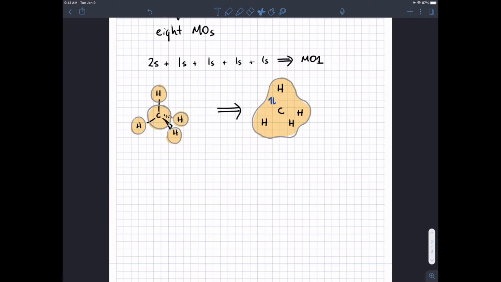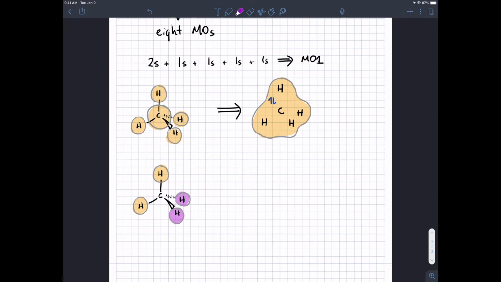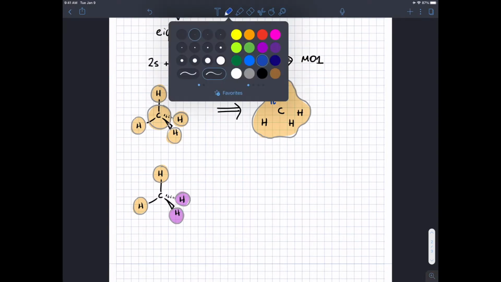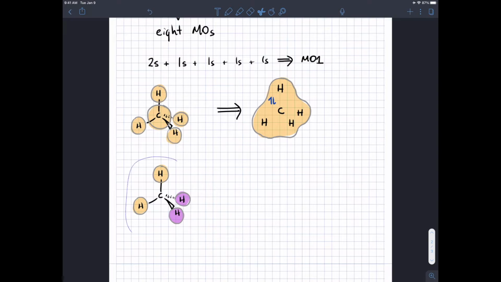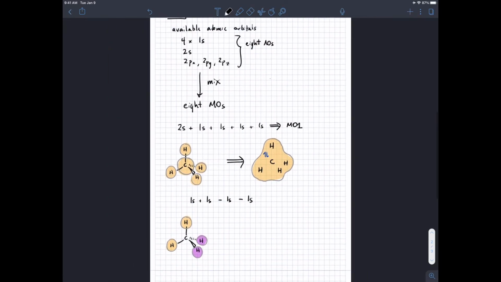So I'm going to copy our image of methane, and I'm going to erase the 2p orbital in the middle, and I'm going to switch the sign of the wave function on 2 of the hydrogens. Okay, so if we were to start to write out what this orbital might be, we're going to have a 1s orbital plus a 1s orbital minus another one minus another one. Okay. Well, what have I got left of my atomic orbitals?